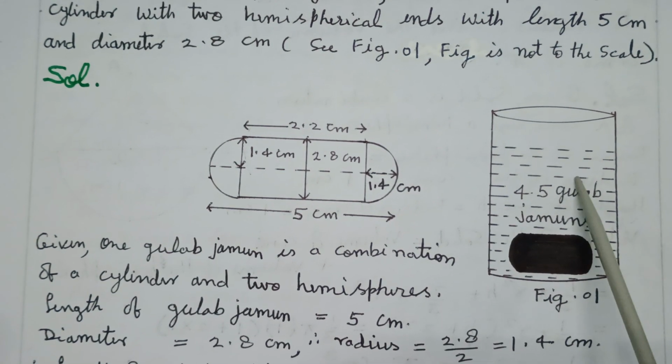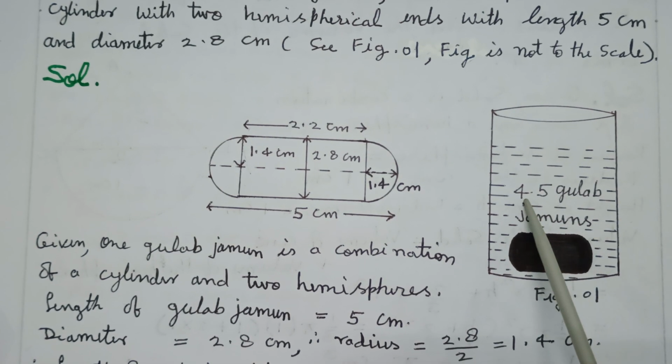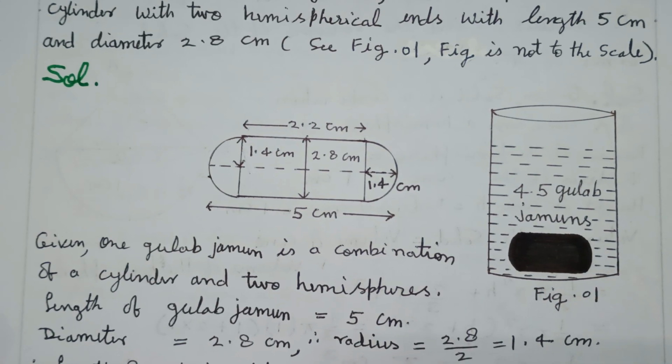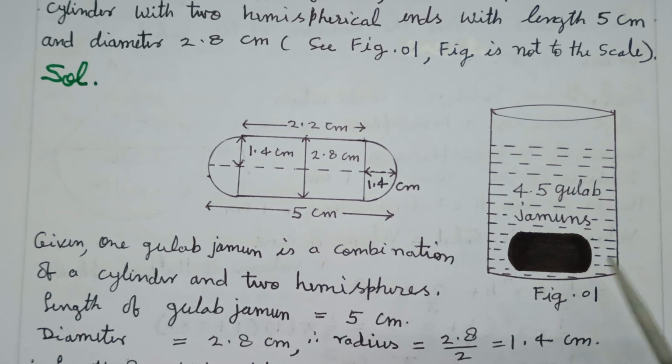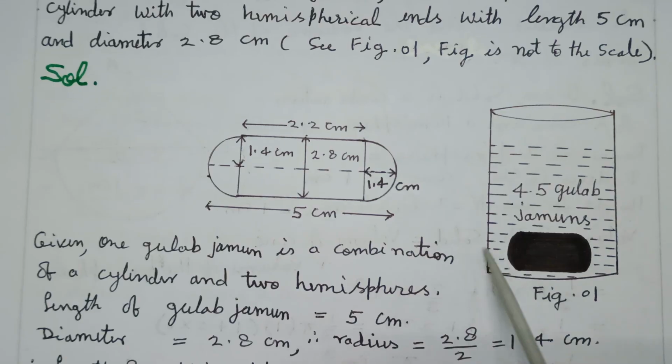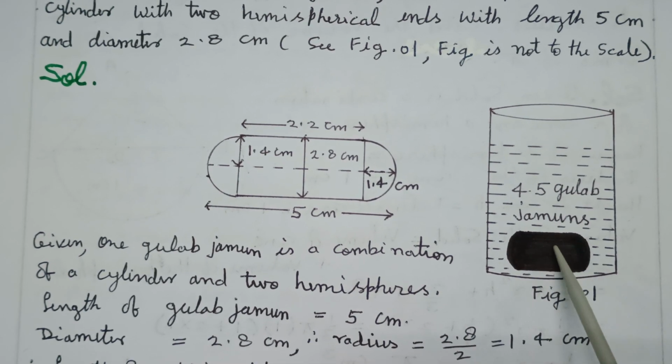So this is the figure. And this container contains 45 gulab jamuns like this gulab jamun. So we have to find out the syrup contained in this container. So first we will find out the volume of one gulab jamun.